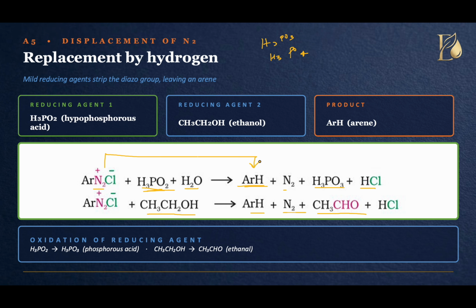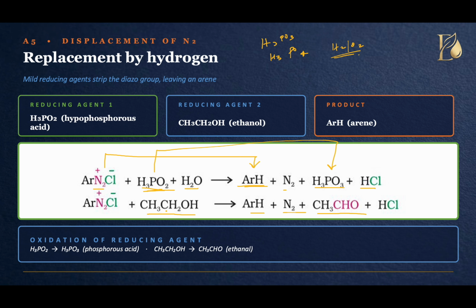We know that addition of hydrogen or removal of oxygen is a reduction reaction. So here addition of hydrogen is happening. If this is a benzene ring, we get the simple benzene. At the same time the hypophosphorus acid is oxidized to phosphorus acid. Here addition of oxygen is oxidation. So hypophosphorus acid is oxidized to phosphorus acid.